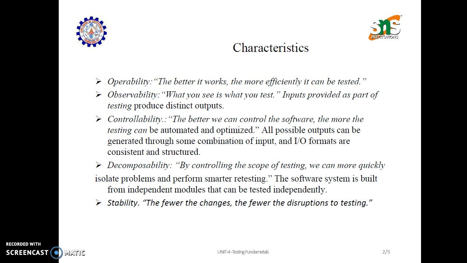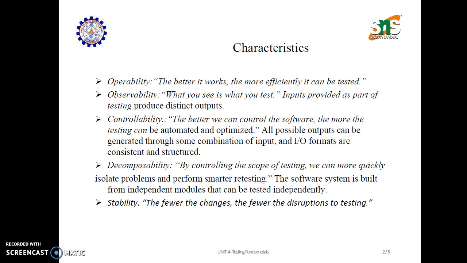Controllability. Whatever inputs are given, they will be in a structured format to handle the process in an optimized way to produce the output. The better we can control the software, the more the testing can be automated. When testing is done in a more automated manner, that is the best way of controlling the process. That is the third one.